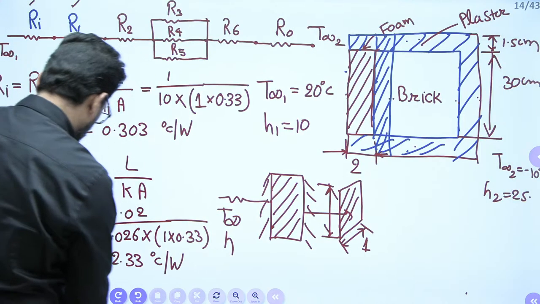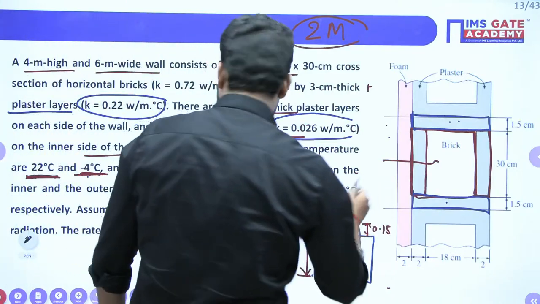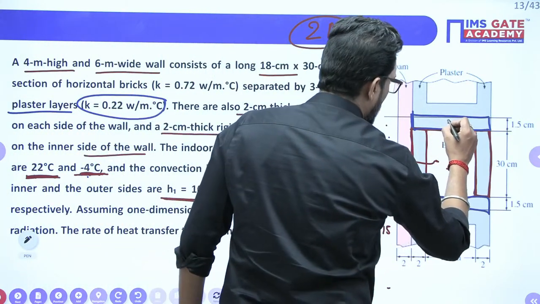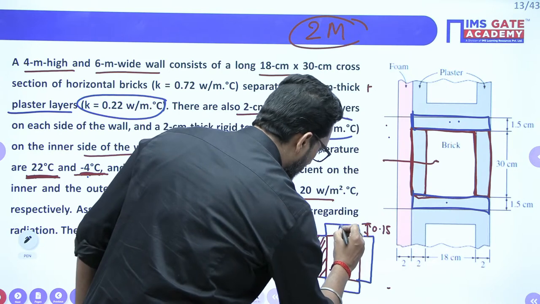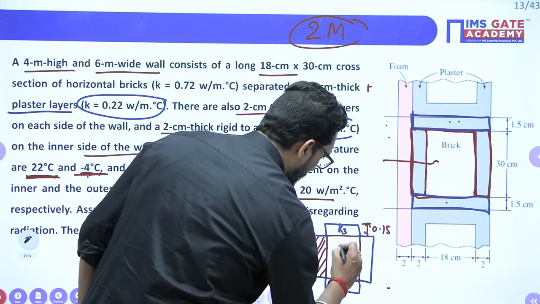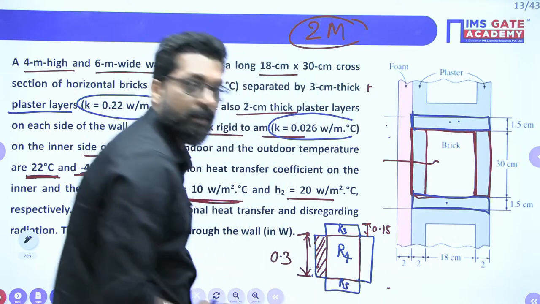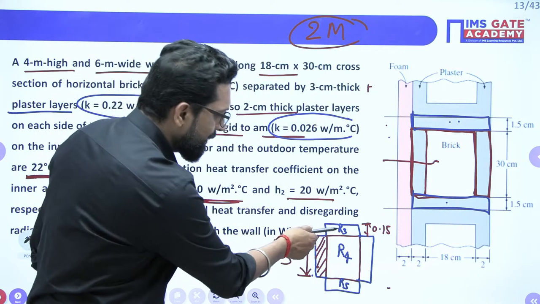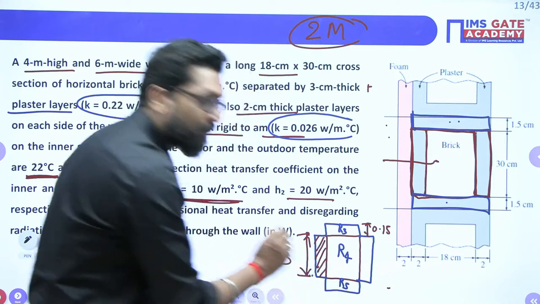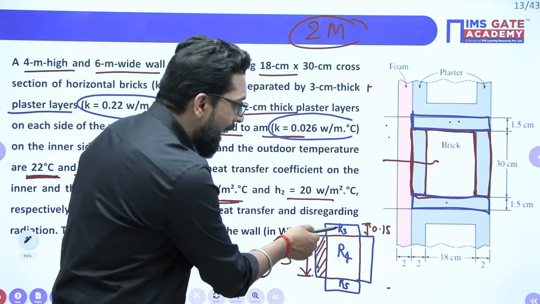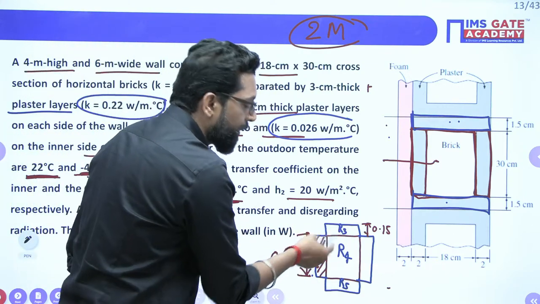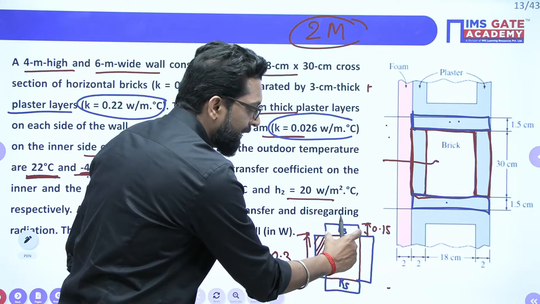R3 is what? This is your R3, this is your R4, and this is your R5. So what is the R3? R3 is L upon KA. L is this length.